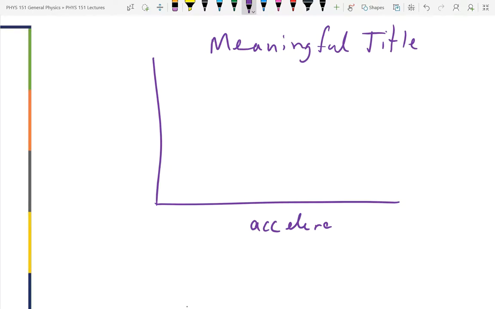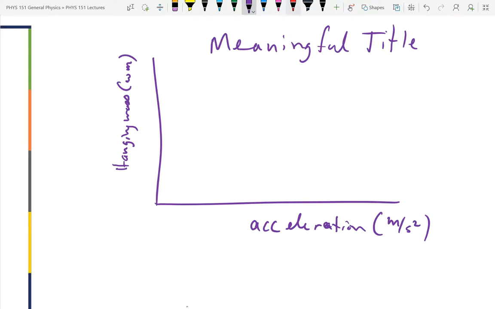Acceleration, which is spelled something like that. Acceleration with the units and WM for washer masses. Anyone could read that you have hanging mass and acceleration as the axes. Putting that as the title of the graph would just be a waste of everyone's time.